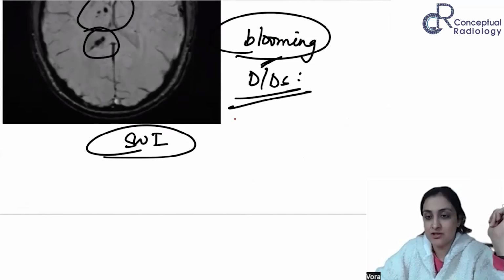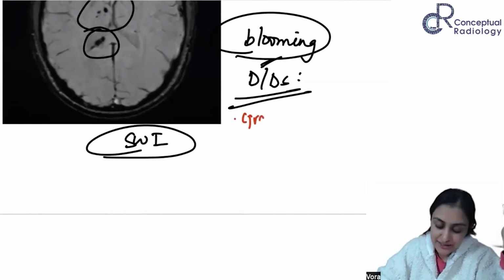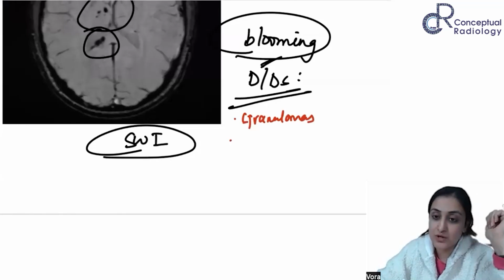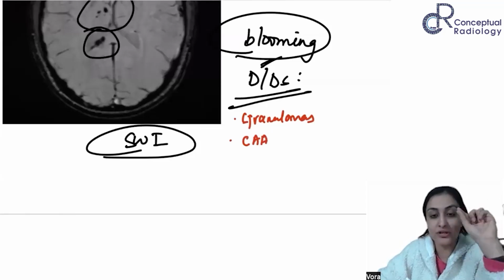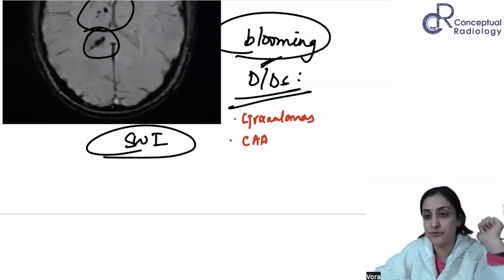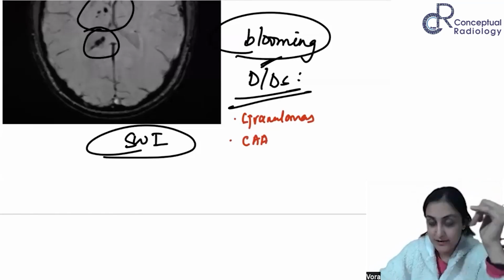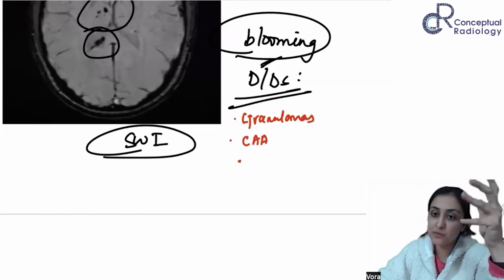One is diffuse axonal injury. Yes, there can be calcified granulomas. So TB, NCC, calcified granulomas will cause susceptibility. Hypertensive bleed, but more than hypertensive, what you have to remember here is cerebral amyloid angiopathy. That's a very important differential which can lead to lots of these small bleeds, right? Cerebral amyloid angiopathy. What else?